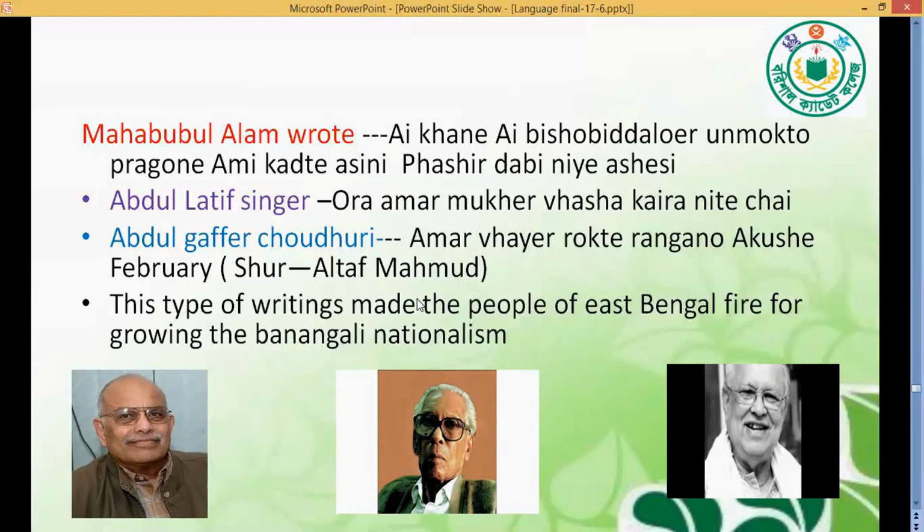This type of writings set the people of East Bengal on fire, growing the Bengali national identity. The above writings played a vital role in evolving the movement. Cadets, let's enjoy a video clip.